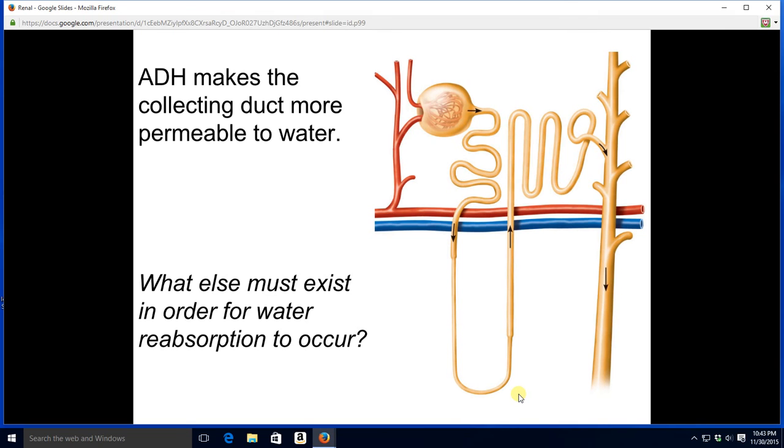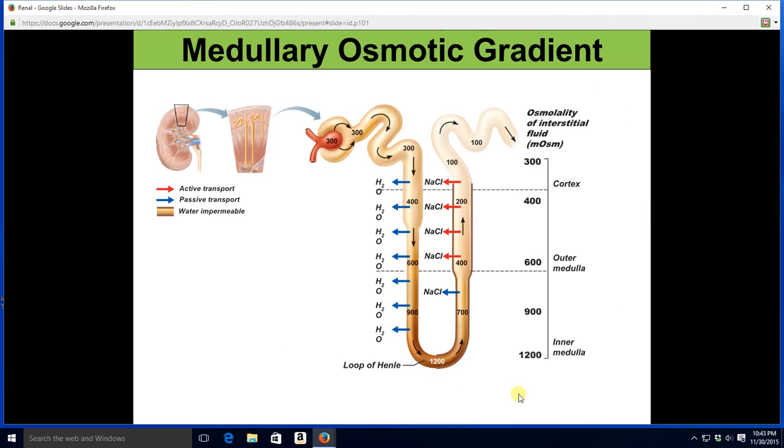Let's see. What else is necessary for water reabsorption to occur? I know that's what you were wondering. Well, there's got to be a gradient, all right? There's got to be a medullary osmotic gradient. Remember the good old loop of Henle? Loop of Henle reabsorbs water, reabsorbs salt.